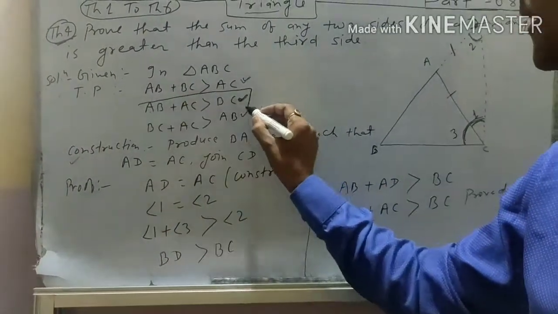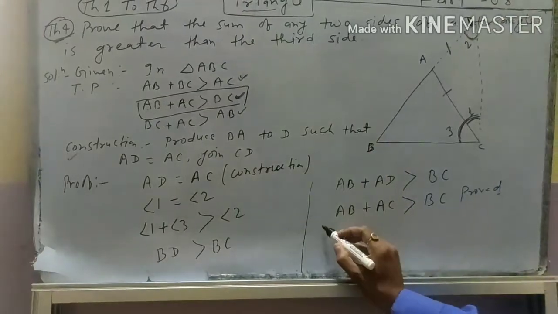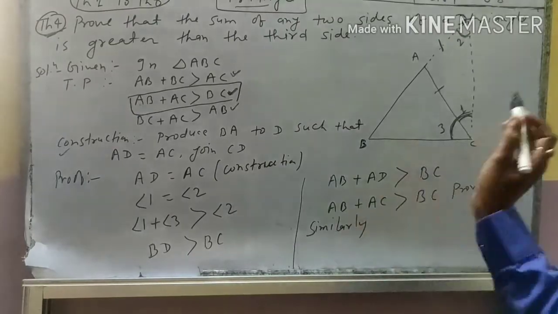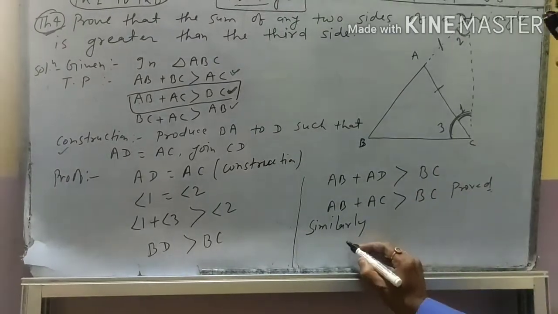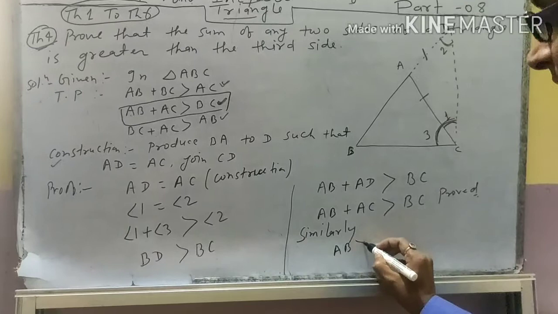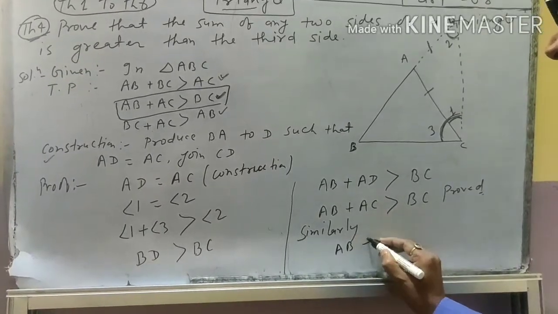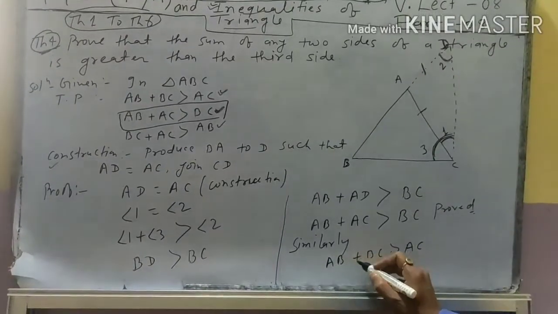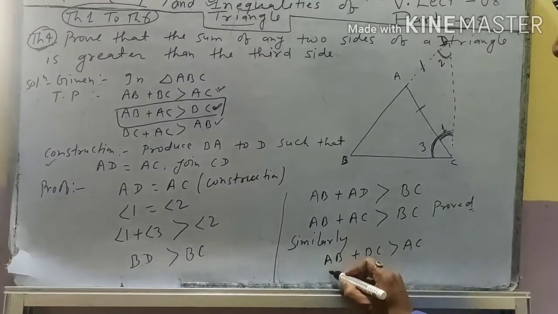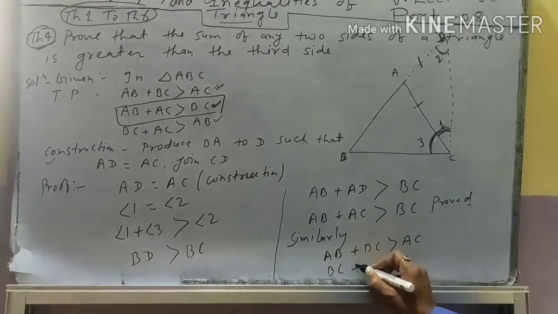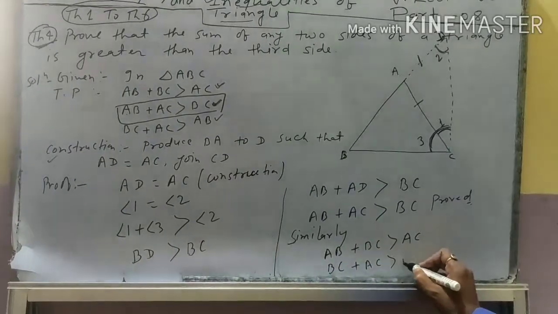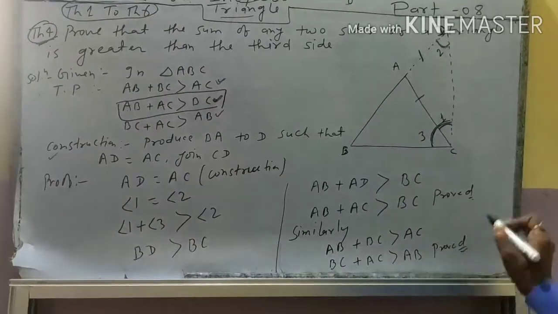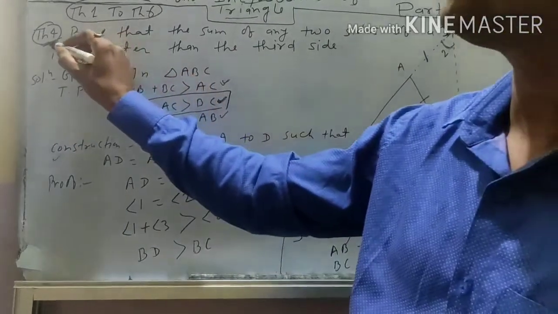This one is the second proof. Okay, so here student, write down this very important word. Similarly we can write two equations: AB plus BC is greater than AC, and BC plus AC is greater than AB. Proof. Okay student, I hope you understand theorem number 4.